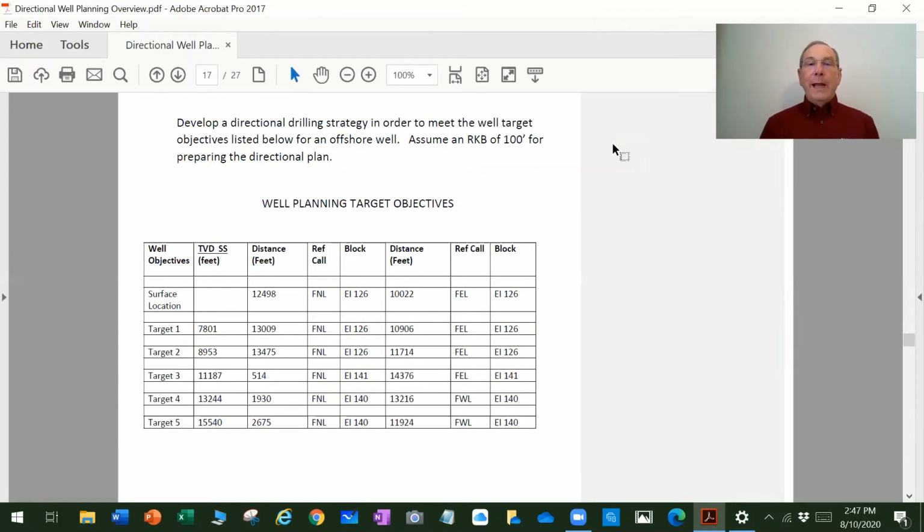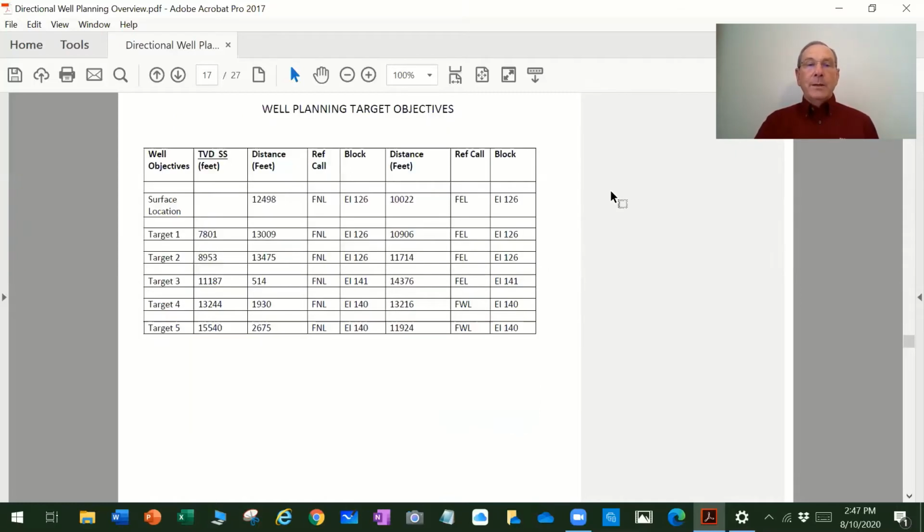The geologist probably will not tell you this 100 feet RKB, but based on experience in the area and the type of rig that you intend on using, you will probably select your RKB. But for this example, we're going to use a 100-foot RKB. So you can see from this diagram that he gives the TVD of the 5 targets, the depth subsea of 5 targets.